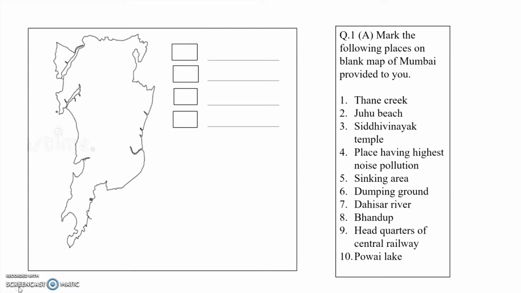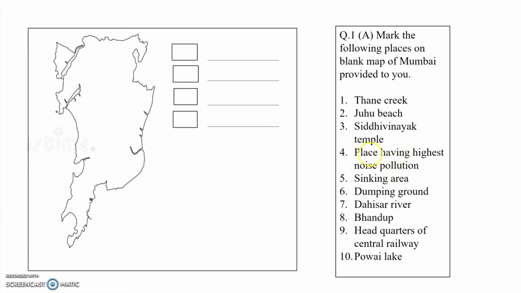Now for the students of first year BCom of University of Mumbai, this is the type of question that you get in your question paper, where you are given a blank map and beside that map there is a box and there is one line, and 10 questions are given to you. So these can be examples of the 10 questions.